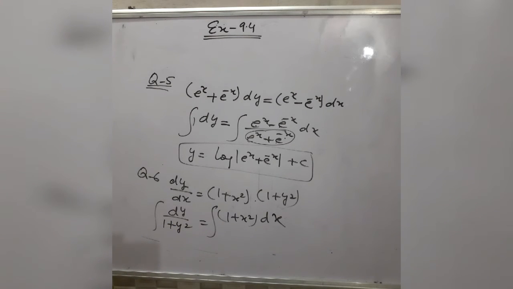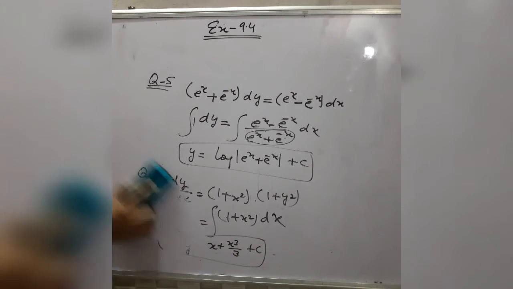And all of you know that integration of 1 by (1 plus y square) is, yes, what is integration of 1 by (1 plus y square)? It is tangent inverse y, and integration of 1 is x, integration of x square is x cube by 3 plus the integration constant c. So this is the solution of the given differential equation. This is question number 6. Now see the next question.